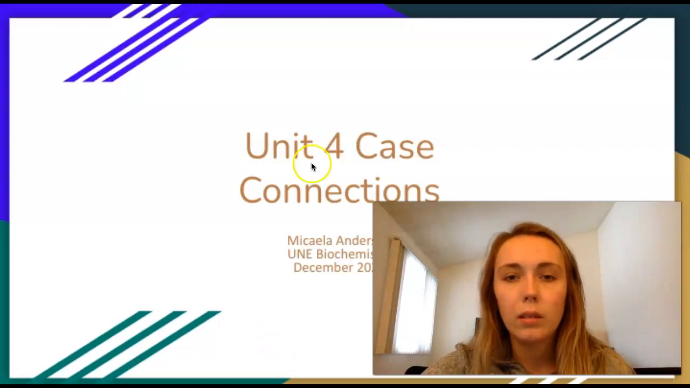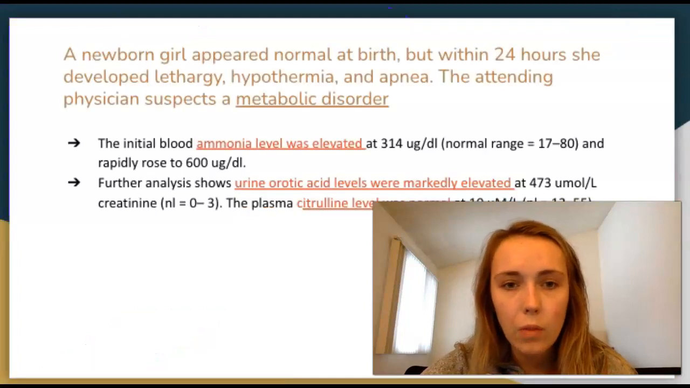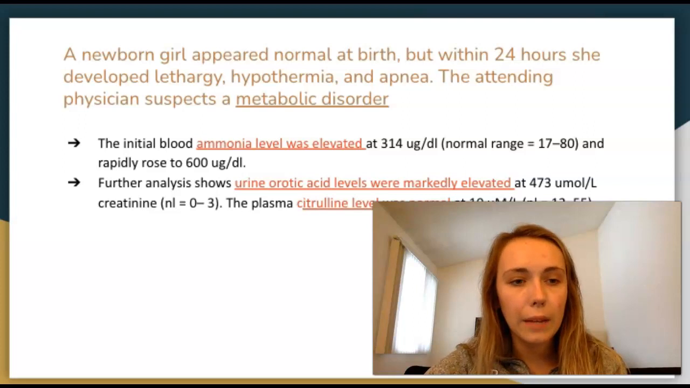All right, so I chose to do case study 1. Case study 1 is about a newborn girl who appeared normal at birth, but then within 24 hours she developed lethargy, hypothermia, and apnea. The attending physician suspects a metabolic disorder. Her lab showed an ammonia level at 314 and then quickly rose to 600. Her urine also showed uric acid levels were markedly elevated, and her citrulline level was normal. But you can see the range is 12 to 55, so it is on the low end of normal. So that's kind of what I went with for my case study.